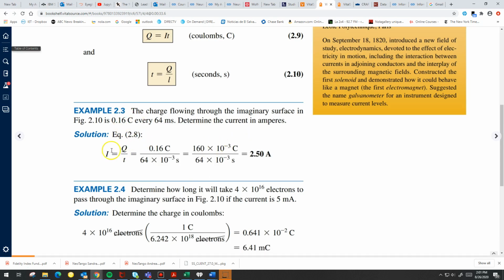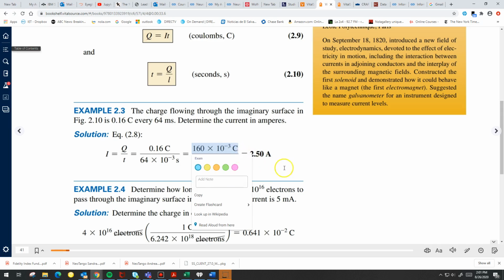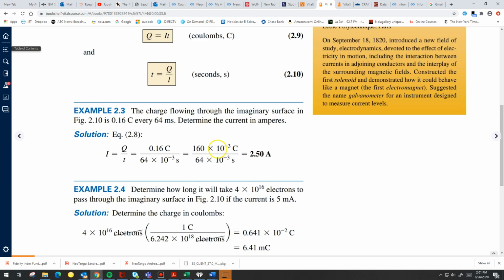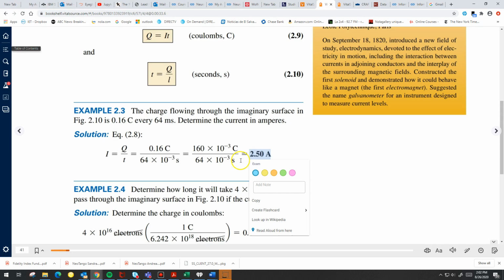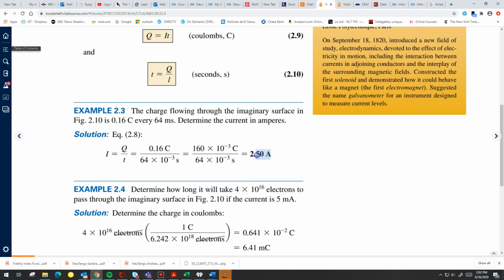So again, if you look at the equation for current, it is the amount of charge that flows during a certain amount of time. In this case, we have 0.16 coulombs flowing every 64 milliseconds, right? So again, if you put this in terms of powers of 10, you can see how the 10 to the minus 3 will basically cancel in this case, and we have an answer of 2.5 amps. Okay. Again, the current in this case is 2.5 amps. Okay? Not 2.5A. You will read this as 2.5 amps.